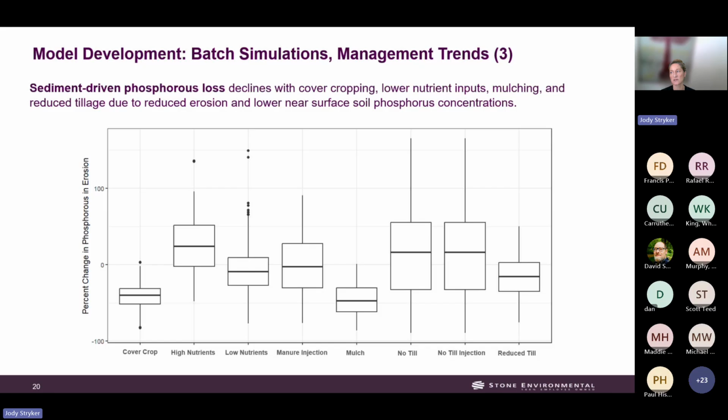So it could be for those fields that in no and reduced till, they might need less additional nutrients to meet crop needs and could in fact lower their losses and costs further by reducing those inputs. And when this is implemented in the tool and you're looking at site-specific results, the goal is that users will really be able to tease out some of those trade-offs.